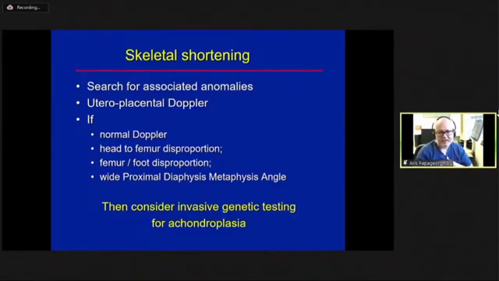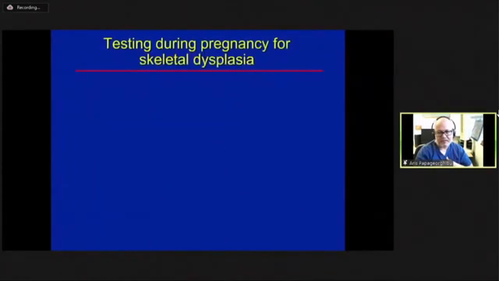In achondroplasia, again, uterine artery Doppler is normal. Look for that head to femur disproportion and look for that proximal diaphysis metaphysis angle.